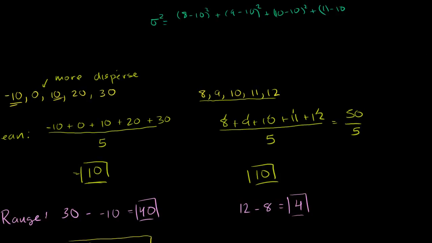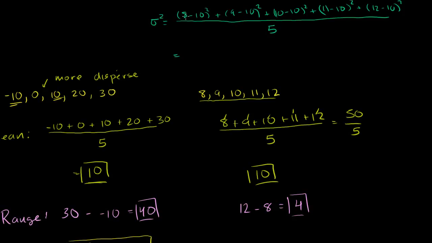Let me scroll up a little bit. Squared plus 12 minus 10 squared. Remember that 10 is just the mean that we calculated. You have to calculate the mean first. Divided by, we have 1, 2, 3, 4, 5 squared differences.